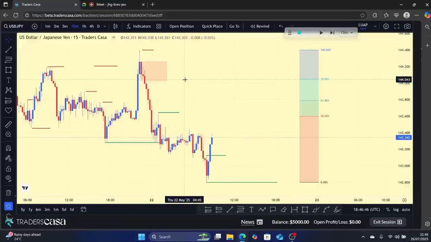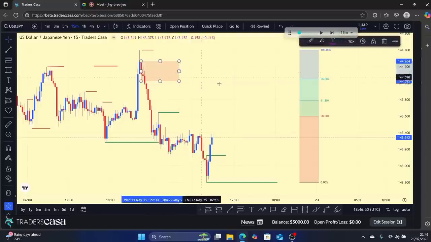I said the narrowness or the size of the fair value gap does not matter. And also, even if the fair value gap is mitigated, as long as it's not fully mitigated, this means there is still some imbalance left. That order block still counts to be valid.